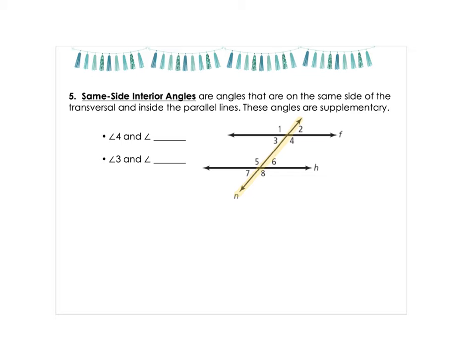Example 5, the same side interior angles are angles that are on the same side. Okay, so same side of the transversal. Interior, again, this is inside. So they're the inside angles, but they are supplementary. Supplementary means equals to 180.